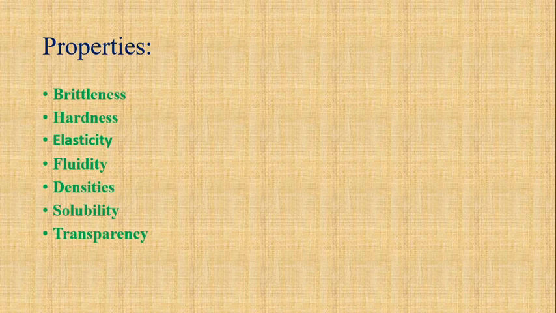Densities. All substances, all the things present around us have a particular density. What does exactly density mean? A particular thing is made up of different small particles. Okay, so that particles are sometimes closer to each other or sometimes far away from each other. For example, consider a table. The particles present in the table are very much close to each other as compared to air.